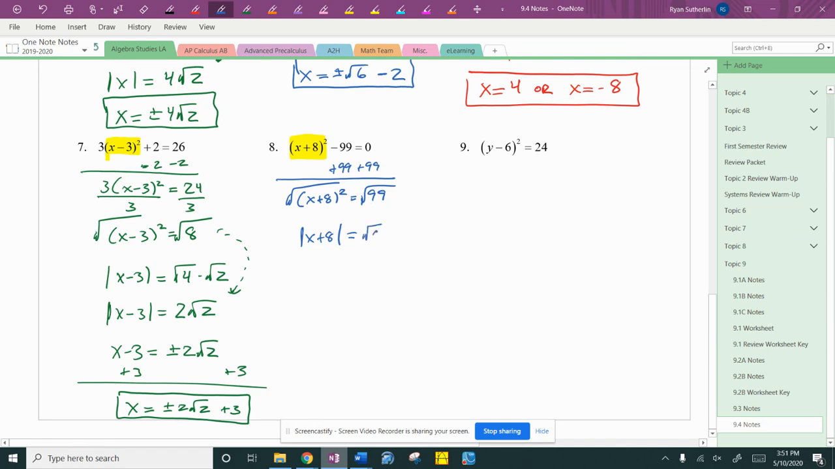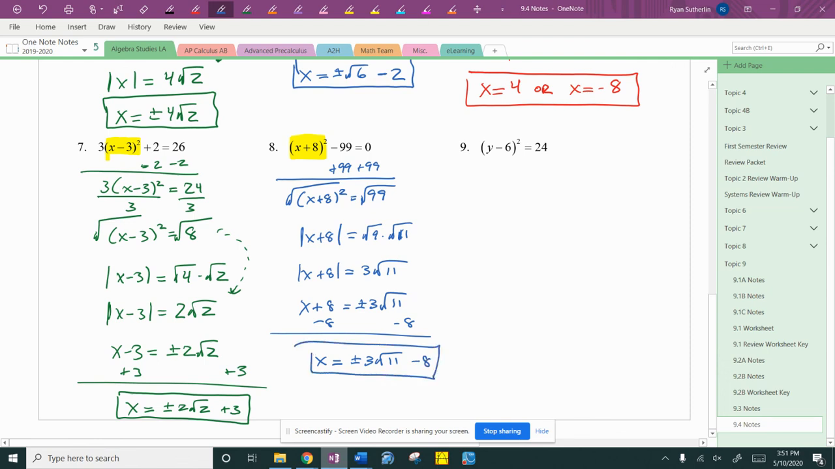Well, 99 is 9 times 11. 9 is a perfect square. So this is absolute value of x plus 8 equals 3 root 11. Now when I get rid of the absolute value, I have x plus 8 equals plus or minus 3 root 11. And now subtract 8 from both sides. So I get x equals plus or minus 3 root 11 minus 8.